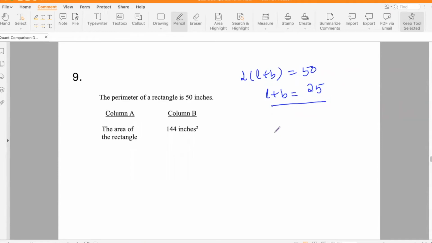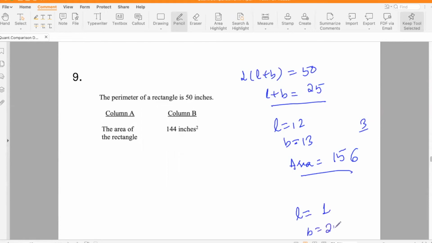Now, if I take the length as 12 and the breadth as 13, then the area would be 12 into 13, which is 156, right? So the area becomes 156. But what if I take the length as 1 and the breadth as 24, then the area is 24, right? So I can't really say whether the area is greater or less than 144. So the answer would be D.